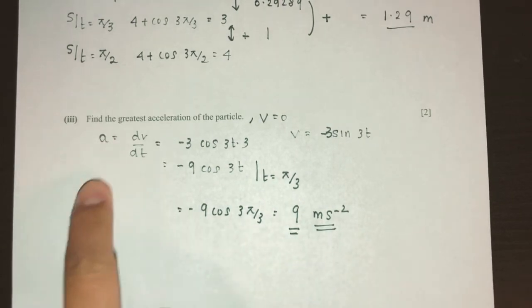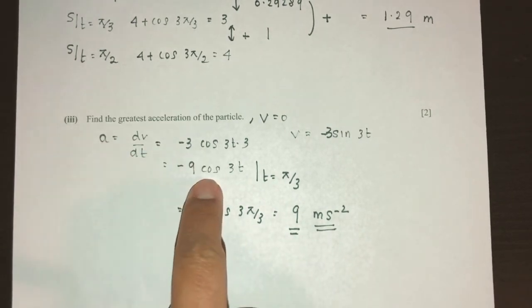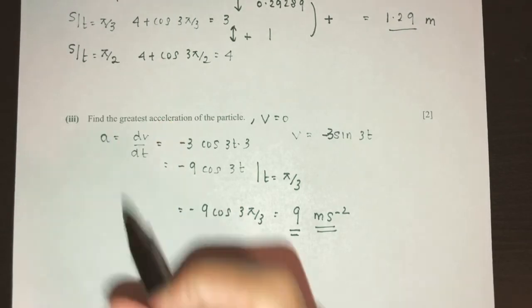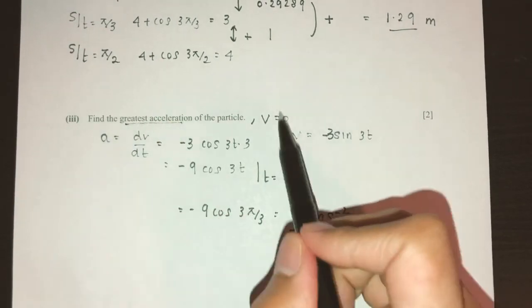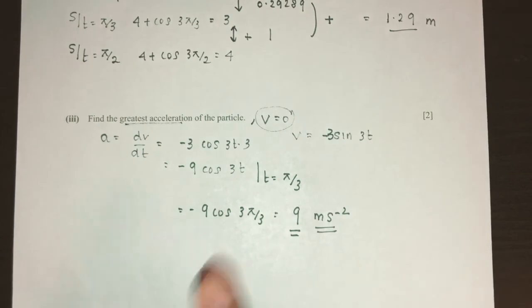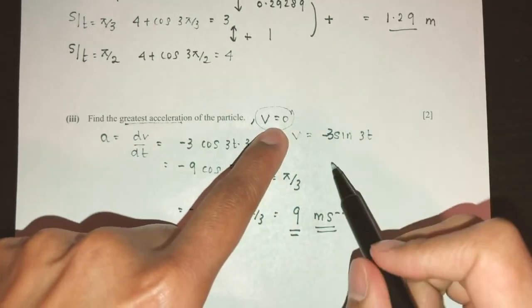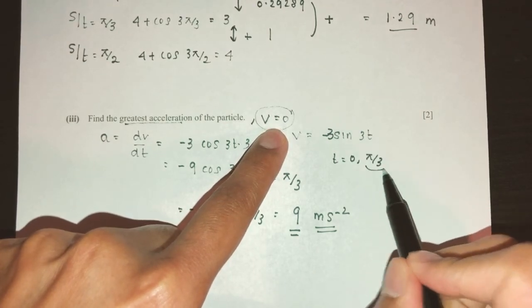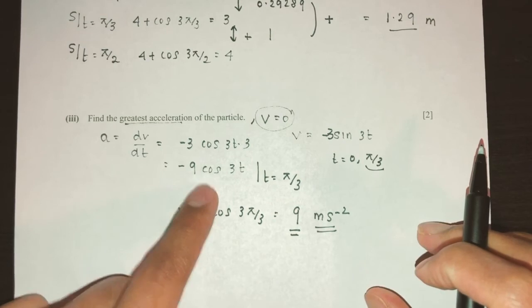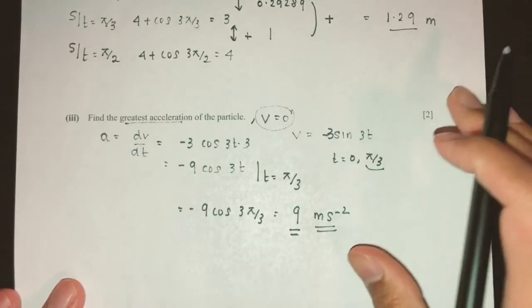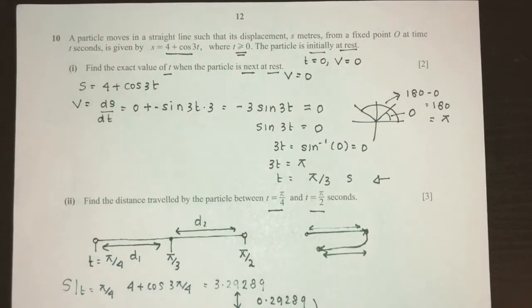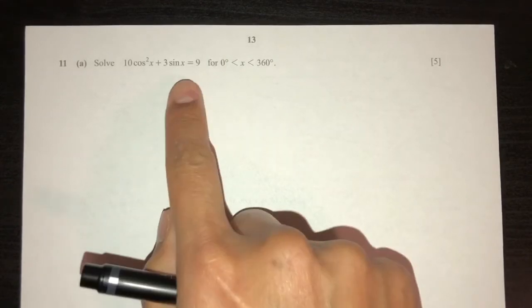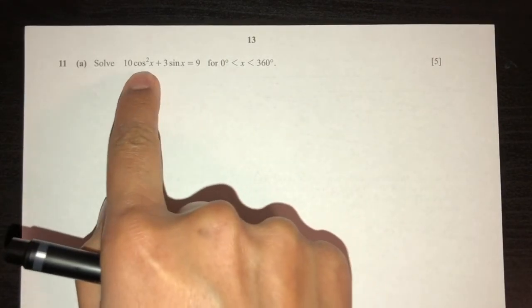So the main point here is you have to find a equal to this equation. Then when do we have a greatest acceleration? When this equal to 0. So then we replace the value, because we know that when v equal to 0, t equal to 0 or pi by 3, we'll take this one. So you will have this equal to this. And that will be your question number 10. Into one kind of function. So here we have sine and cos. We have to change that.